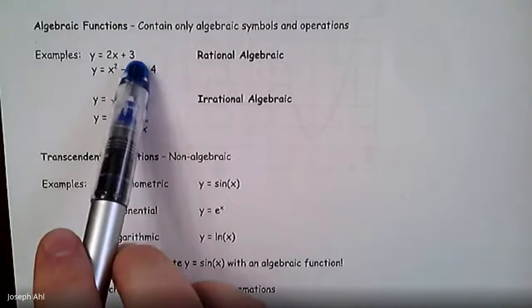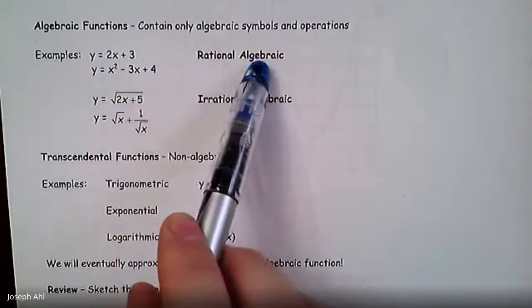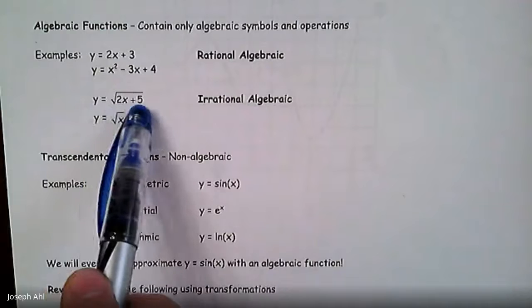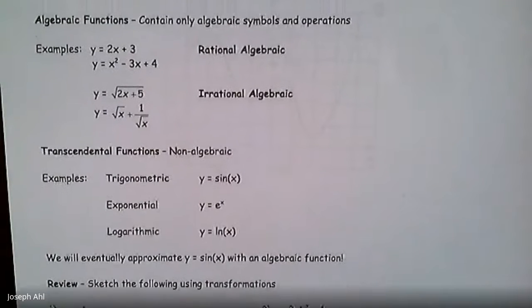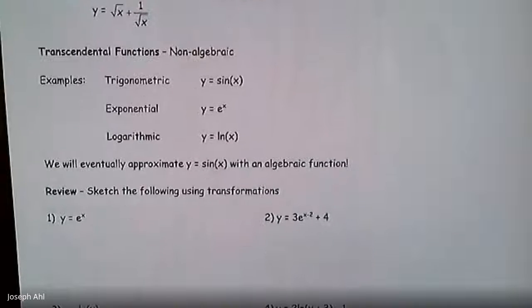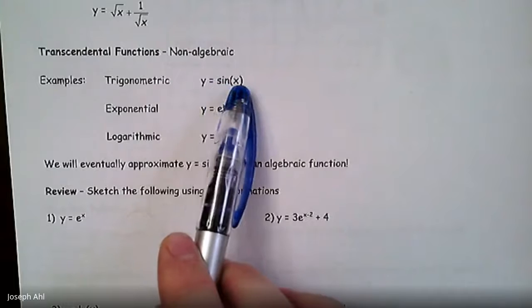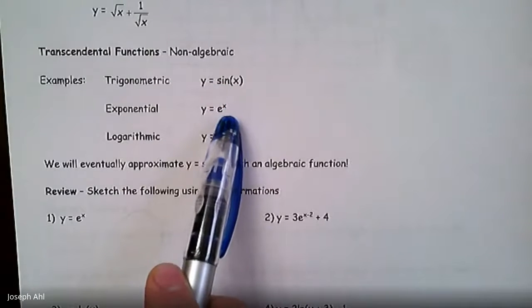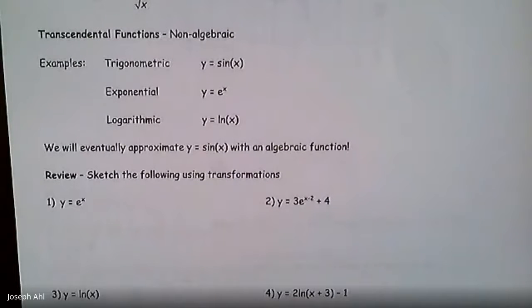So we have our classic linear, quadratic, polynomial functions, things that would be rational in general. We can even include in our algebraic functions discussion things that are irrational, things that have radicals to them. But transcendental functions are things that have non-algebraic operators, like sine of x, exponential functions, e to the x, and then moving on to logarithmic functions, things that have ln x.